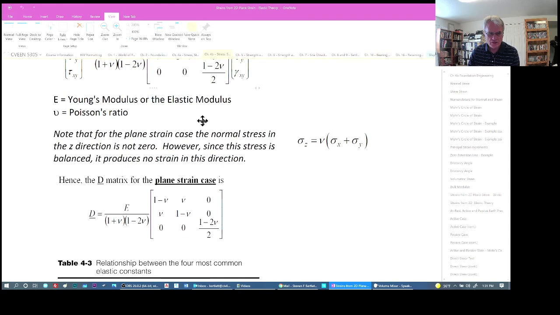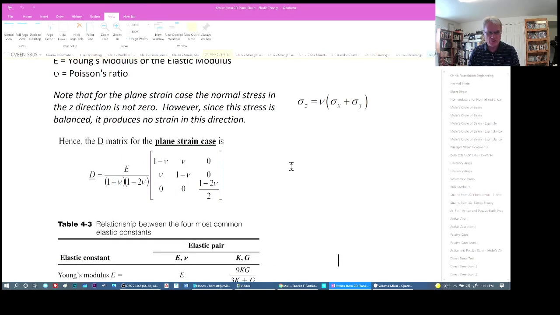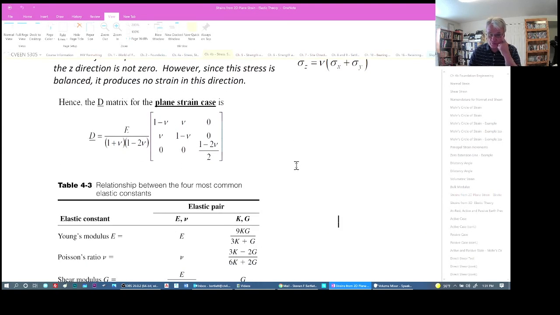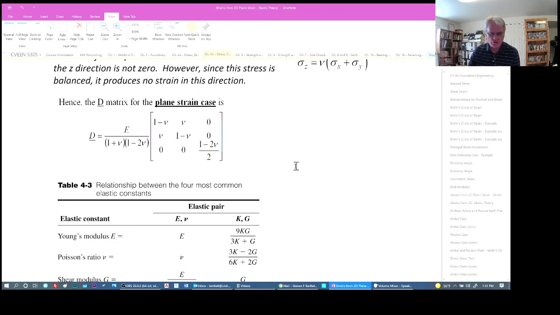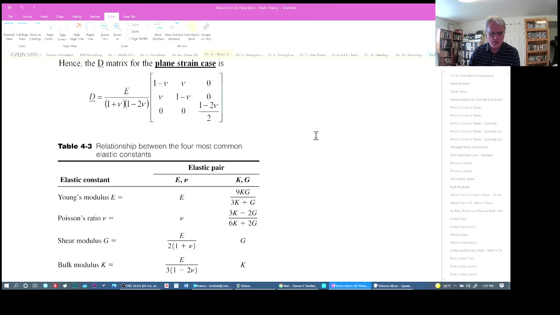Okay. So this D matrix, which combines the material properties and the appropriate matrix formulations for at least two dimensions, is shown here. What we mean by the plane strain case is all of the strains are occurring essentially in the XY plane. There's nothing happening in the Z direction, so it's truly a two-dimensional case.